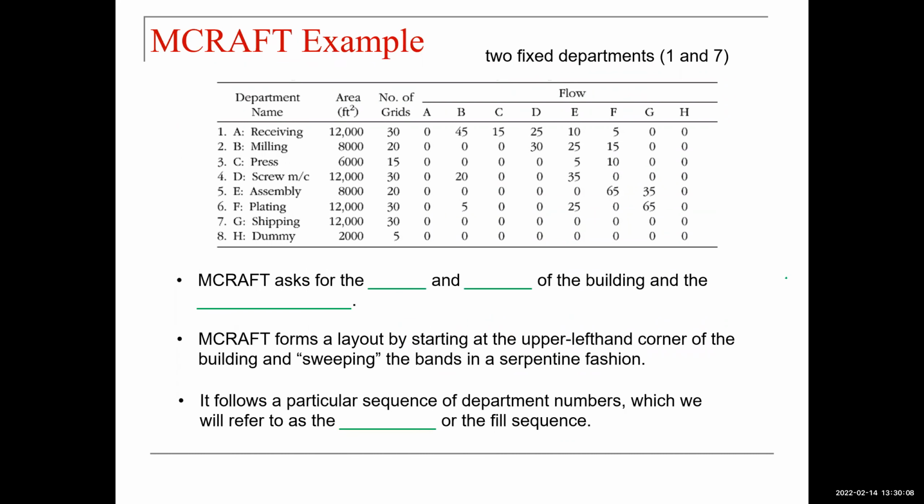So again, you have the same type of information. You have the flow, you have the departments, you have the areas. mCRAFT asks for the length and width of the building and the number of bands. So you have to tell it, okay, I have this size of facility and I need to consider 3 bands. So it will compute the bands and transform a layout by starting at the upper left-hand corner of the building and sweeping the bands in a serpentine fashion. It follows a particular sequence of department numbers, which we will refer to as the layout vector of the field.